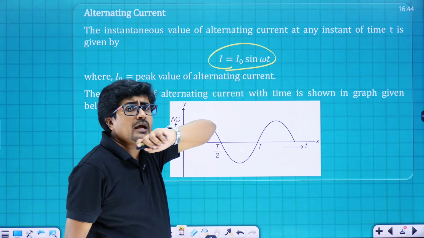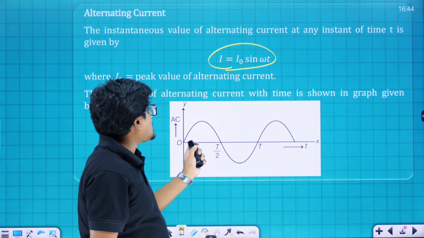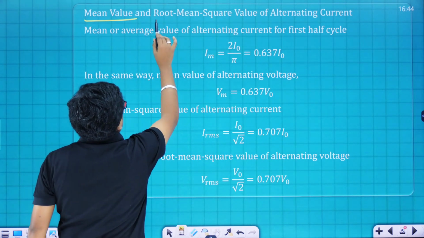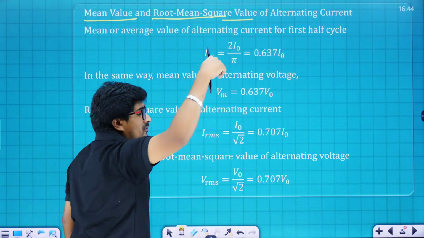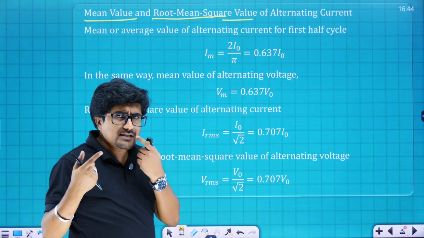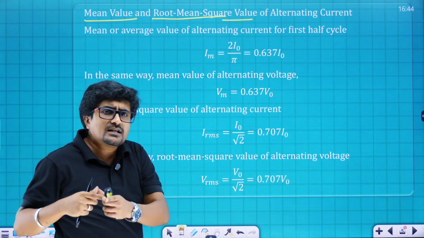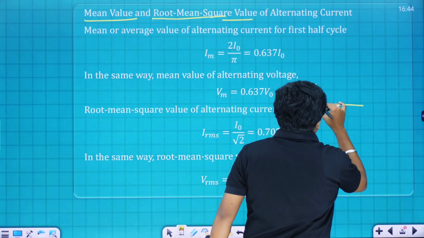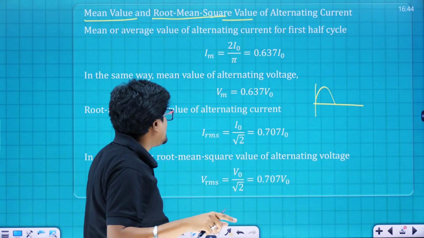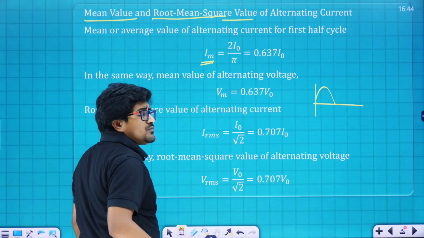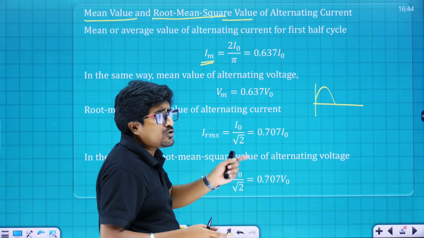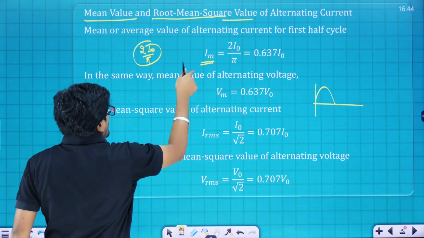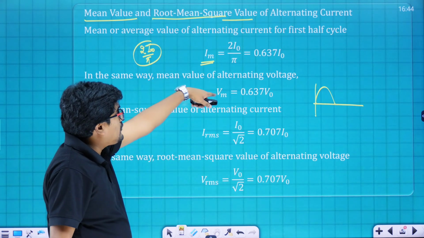So for such a time varying current, what could be the mean value as well as the root mean square value of alternating current? The mean value of current for one complete cycle is 0, but if the mean value is mentioned, that means it is for half cycle. I repeat, that is for half cycle only, not for a full cycle. For the full cycle it is already 0. So the mean value is 0.637 times I0, that is also represented as 2 I naught by pi, where I naught is the maximum.